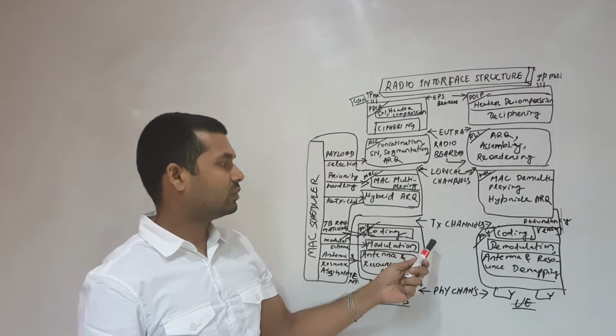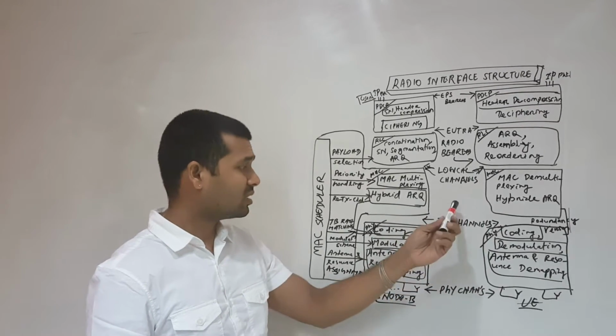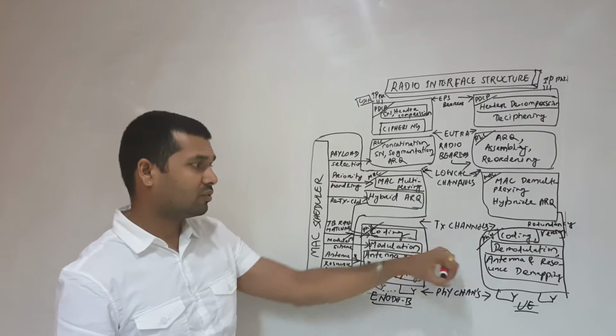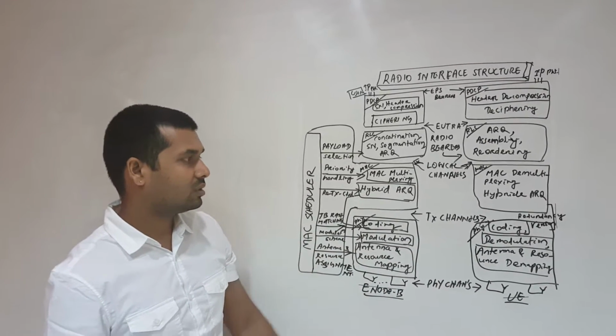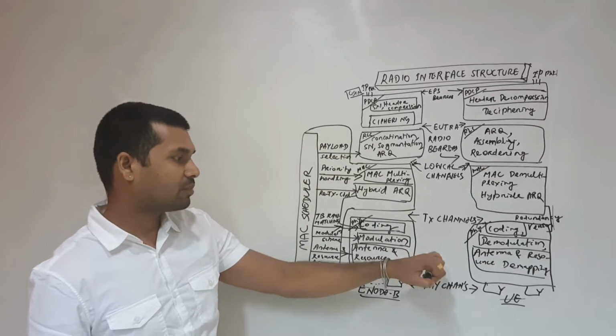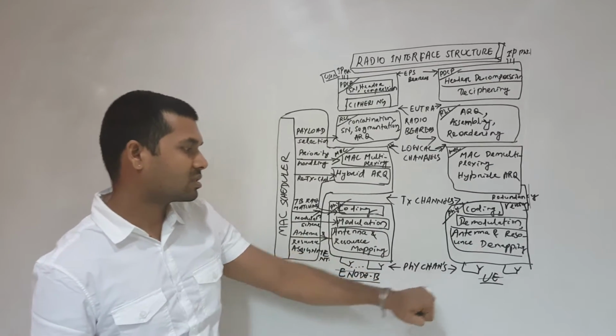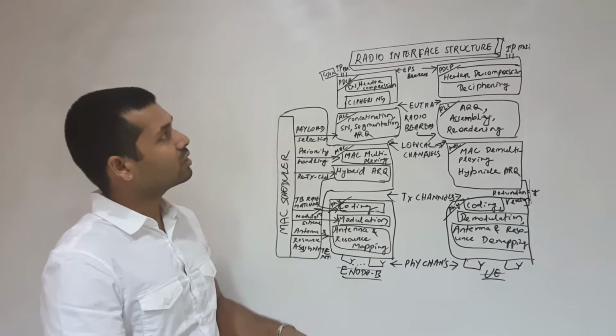Then above the physical layer there are transport channels, below MAC and above the physical layer, correct. And after the physical layer, these are physical channels between the Node B and the UE. So let's go one by one.